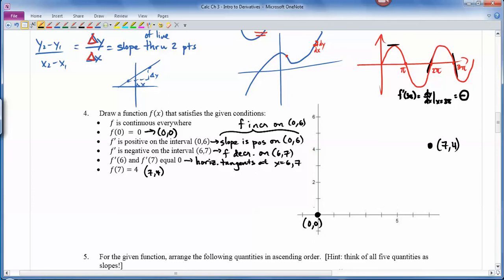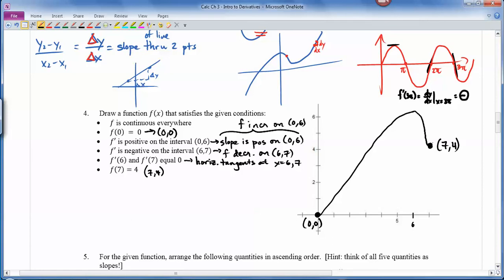And let's see, it's got to be positive on the interval from 0 to 6. So here's 6. So I have to increase the value of the function all the way from 0 to 6. And then I have to decrease it from 6 to 7. So 7's way up here at 4. So I've got to go up past it. And then at 6, I have to turn it around and then bring it over to 7.